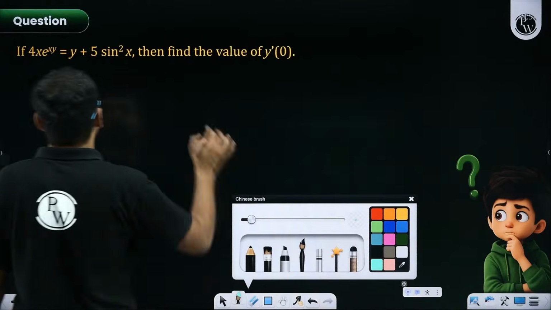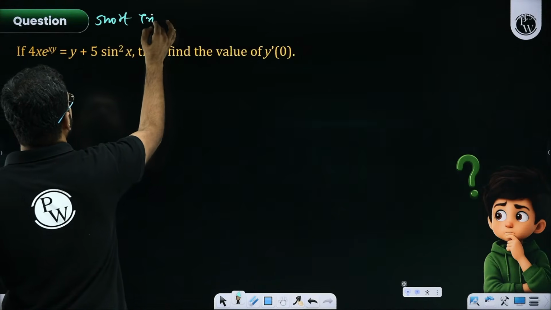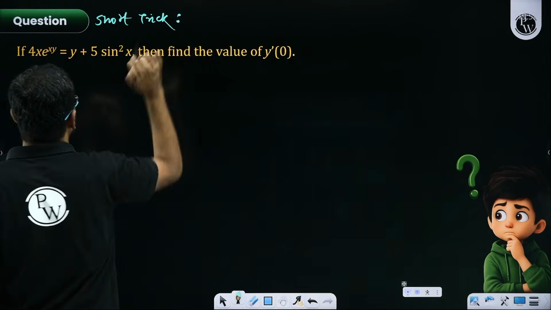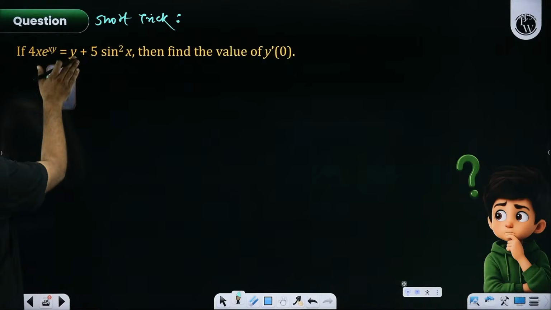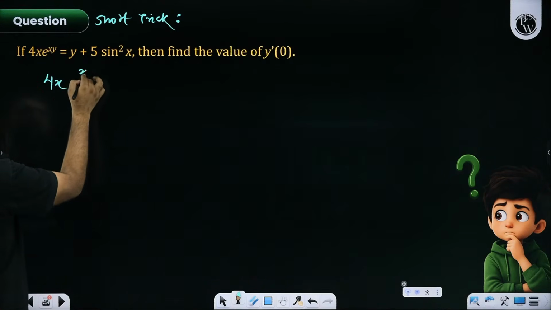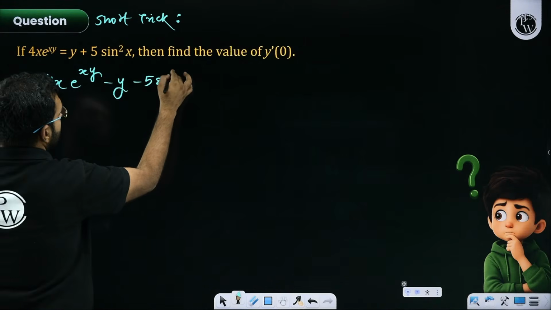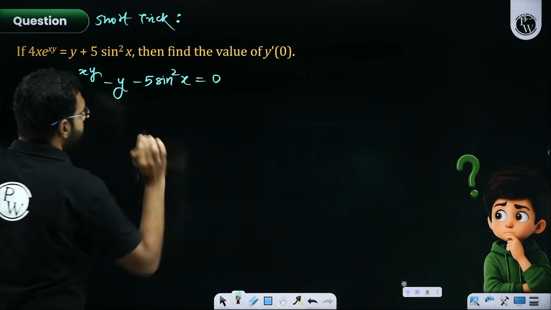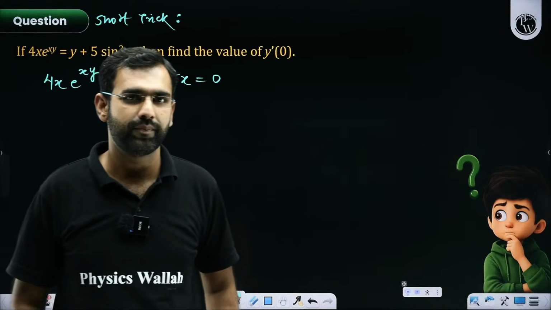I have already taught you that short trick, but if you want to learn this through that short trick or technique, let's talk about that as well. So first of all, f of x comma y, I'll bring everything on one side. So this is 4x e to the power xy minus y minus 5 times sine square x is equal to 0. By the way, note it down, it is y dash 0 they have asked.